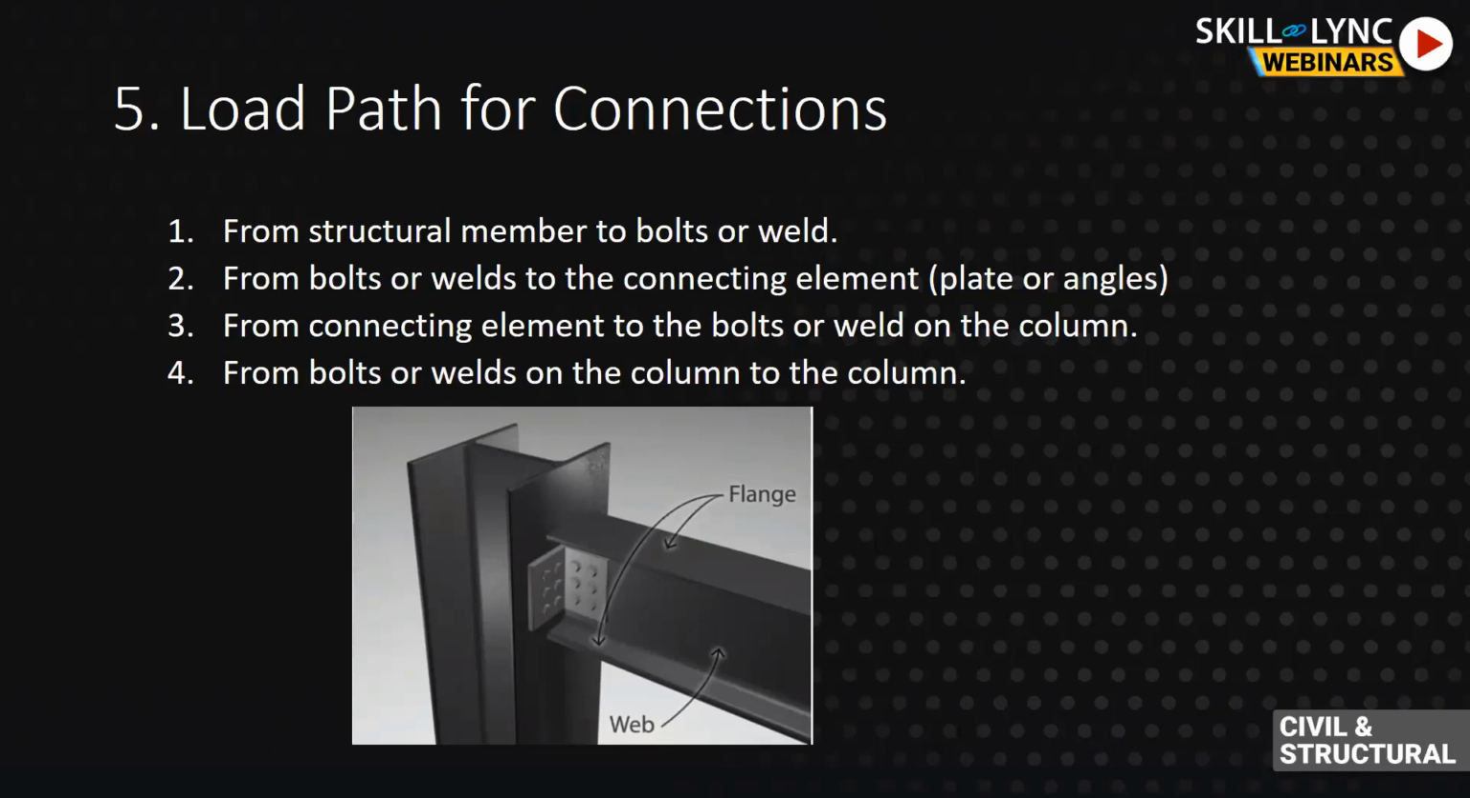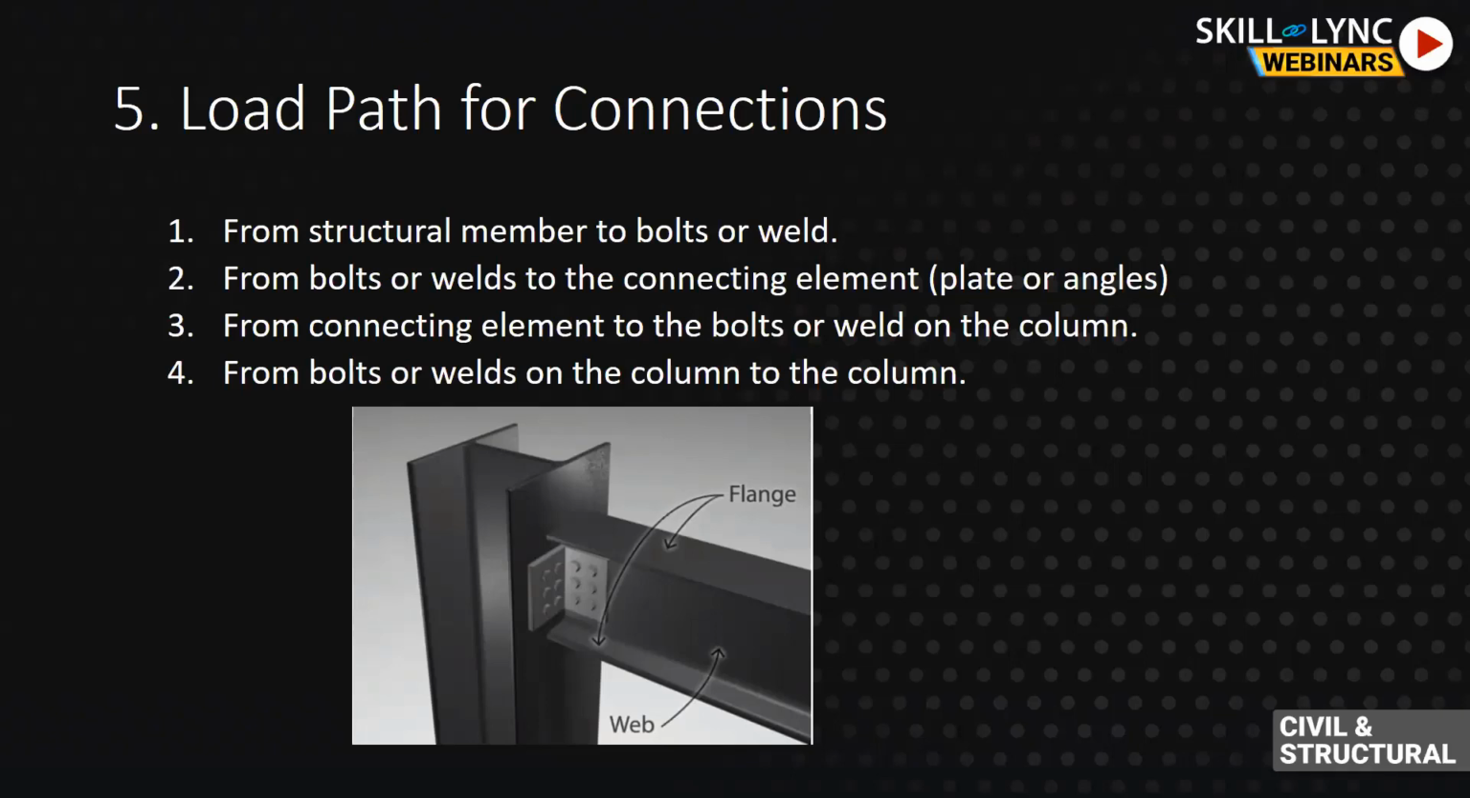So now this will help you understand what portions are to be designed. As the forces will be going from the structural member to the bolts, we need to ensure that the bolts are capable of resisting the forces that are coming from the structural member. And then the bolts will in turn transfer the force to the connecting element. So the design of the connecting element has to be done so that it can resist all the forces without deformation. And the connecting element will in turn transfer the forces to the bolts that are bolted to the column. So the sufficiency of those bolts has to be checked.